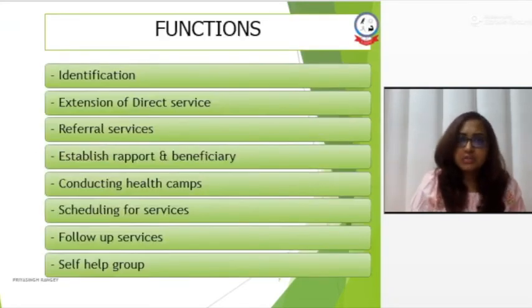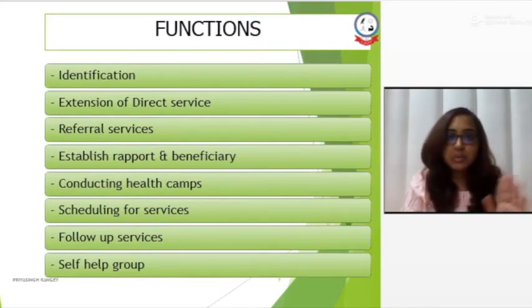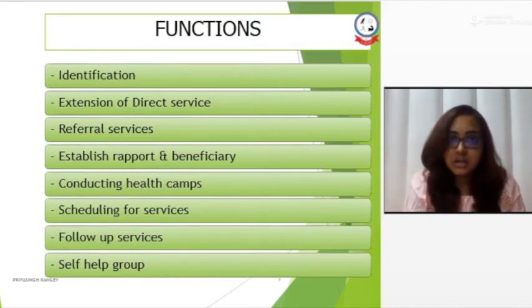The functions of extension services are identification, extension of direct service, referral services, establishing a rapport and acting as a beneficiary for the patients, conducting health camps, scheduling for services, follow-up services, and creating self-help groups. We'll be discussing these points a little in detail now.